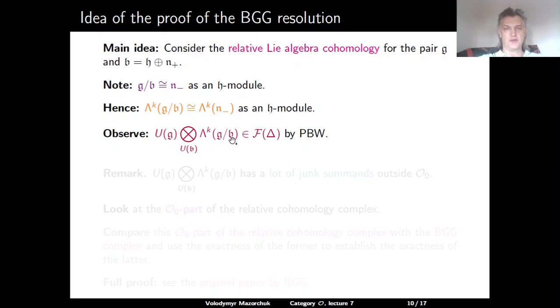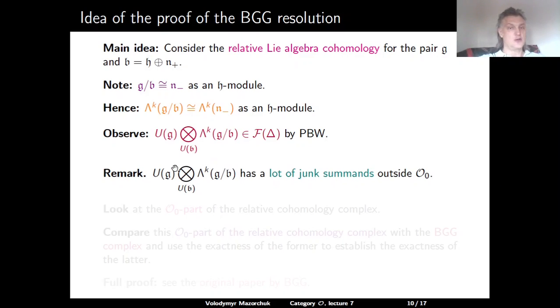Also observe that the element of the relative cohomology complex, U(g) tensor over U(b) the k-th exterior power of g mod b, belongs to the category of modules having a Verma flag because of our PBW theorem. So this is a finite dimensional b-module, and we take the free induction to U(g). This module has a Verma flag. Also note that this module belongs to category O, but it has a lot of summands which lie outside of the trivial block O_0.